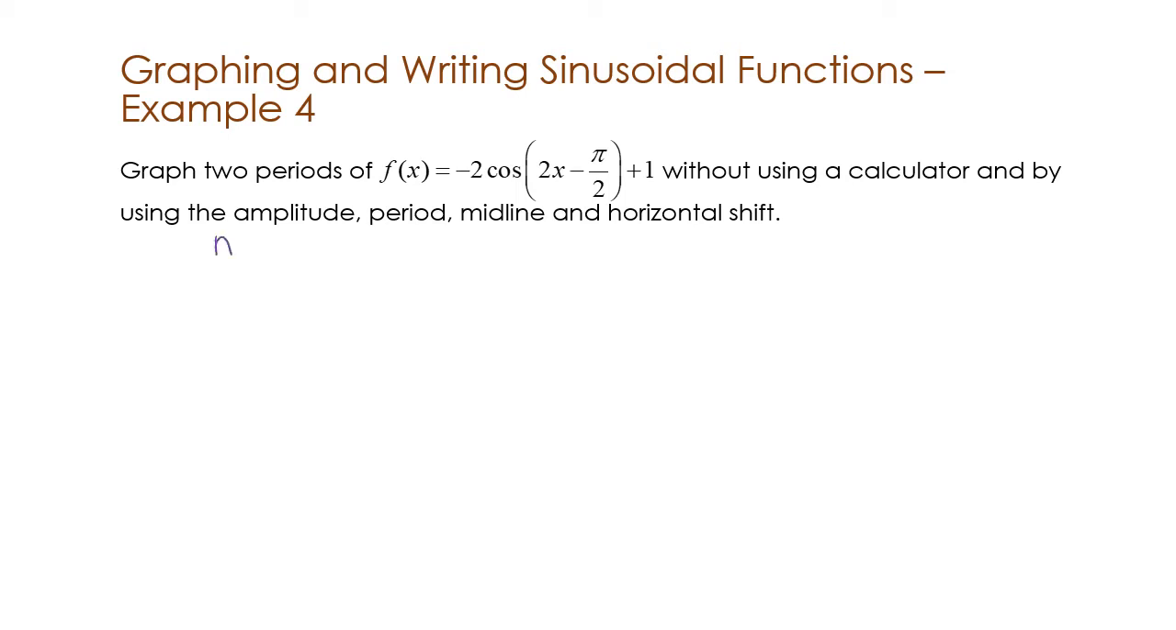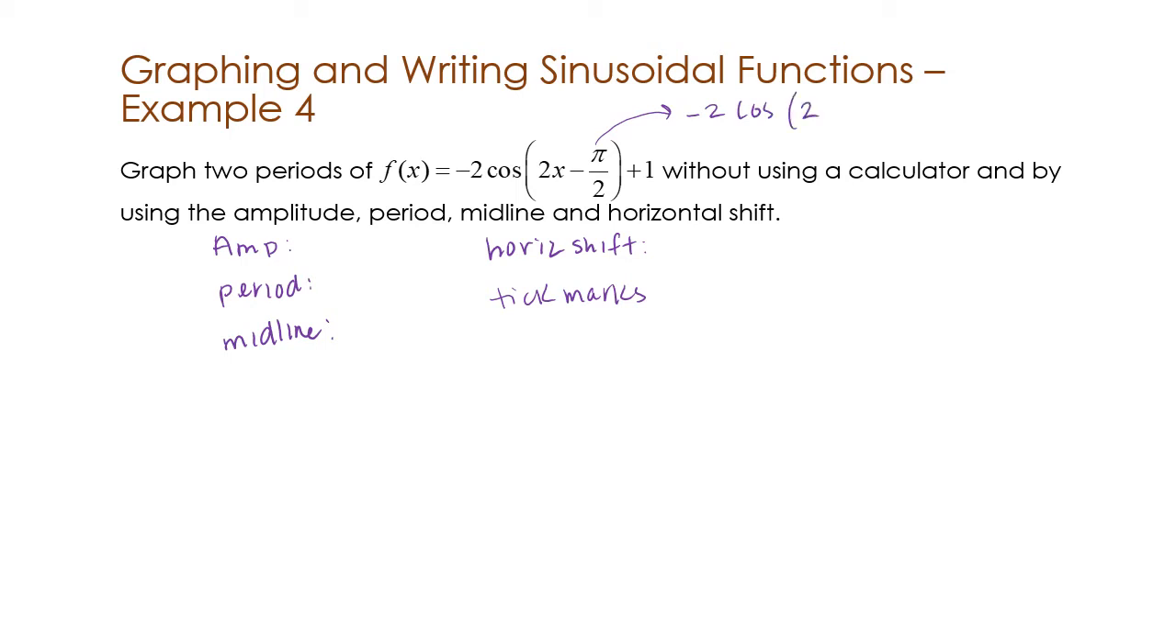All right, so again, we're going to write our amplitude, period, midline, horizontal shift, and then our tick marks. Okay, I'm going to rewrite that inside. So that becomes, when I factor out a 2, divide that by 2, and I'm just left with x. When I divide this by 2, I'm left with pi over 4.